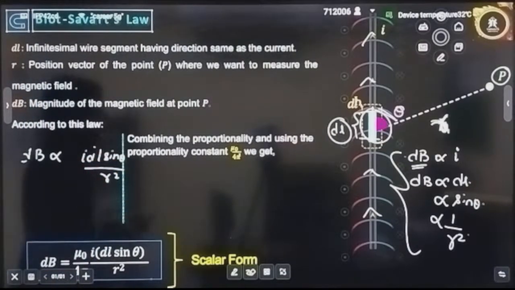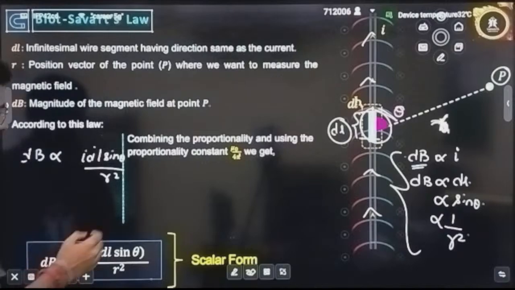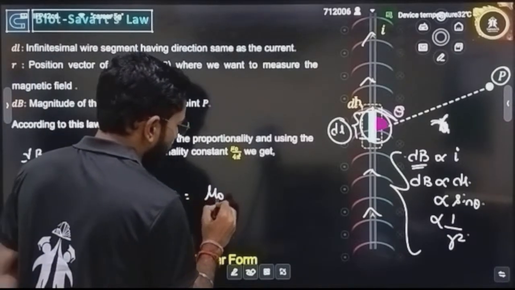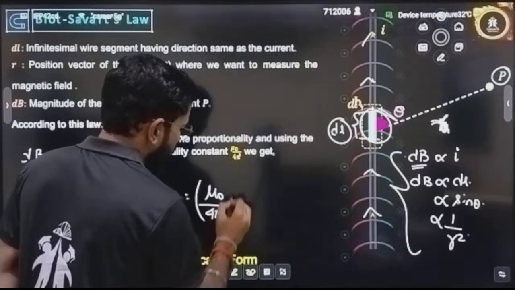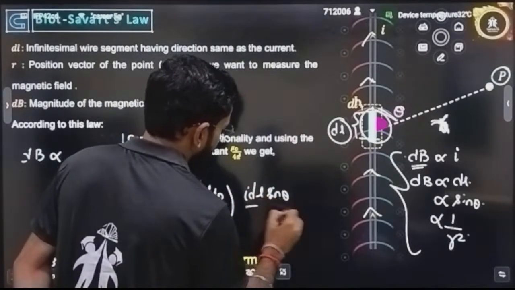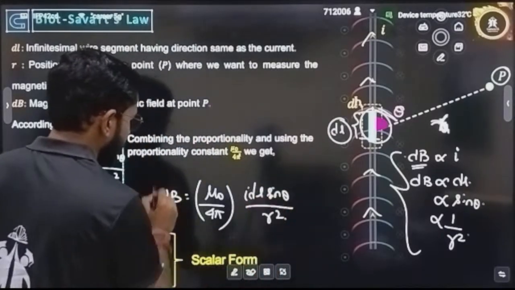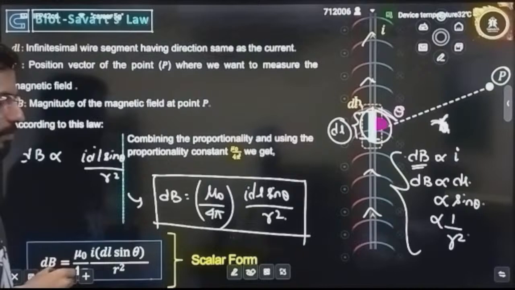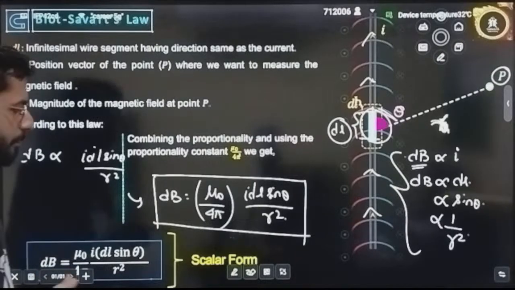And all of you know that when I remove this proportionality, I will have a constant, and that constant is written as dB equals mu naught divided by 4 pi into I dl sine theta divided by r square. This is Biot-Savart's law, and all the derivations we are going to make are from this one.